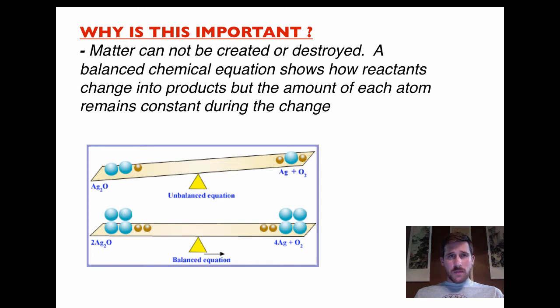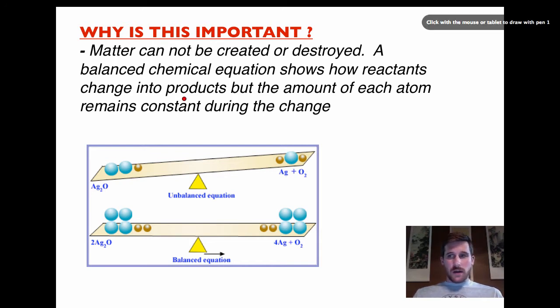And you should know that a balanced chemical equation shows how reactants change into products, but the amount of each atom remains constant, meaning we're not going to take away any atoms or get new atoms. We're just rearranging them. You can really think of it like playing with Legos, essentially.